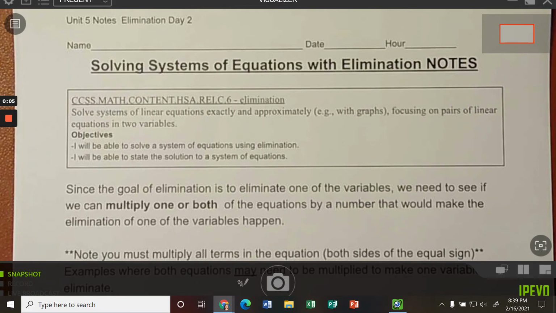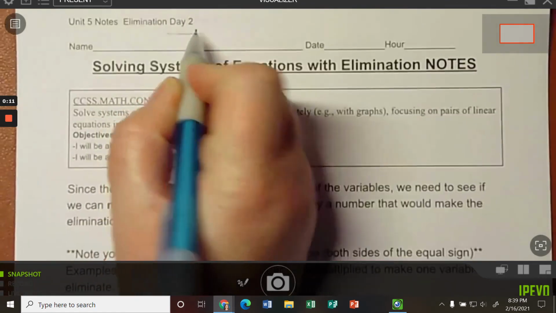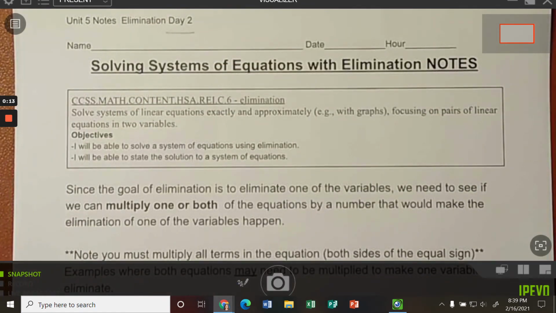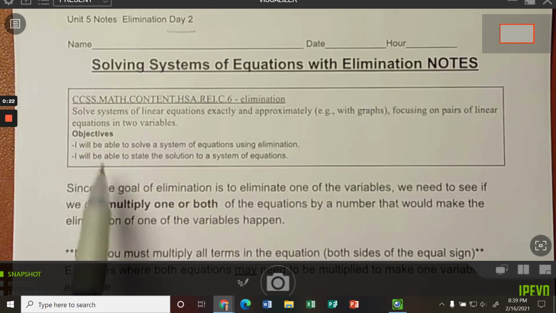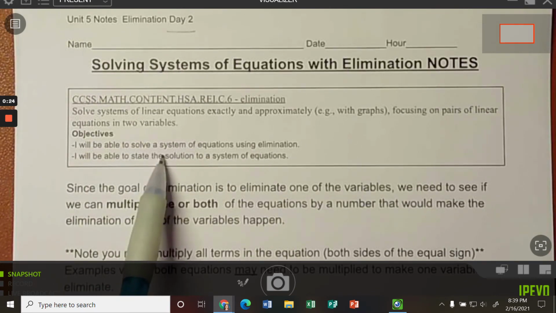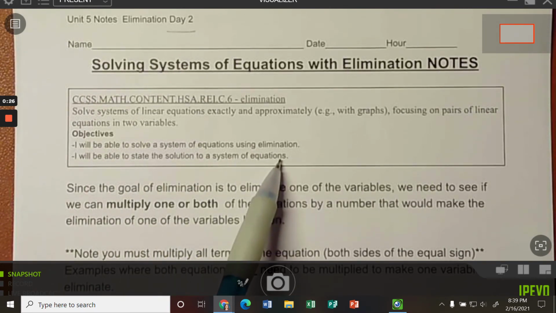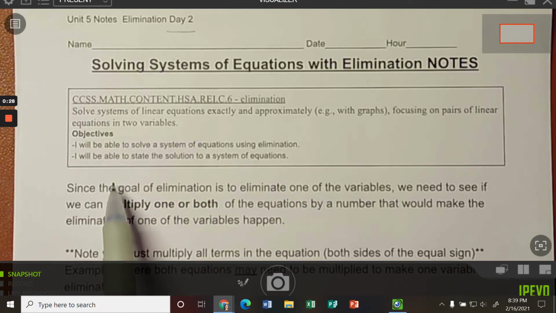Hello, algebra students. Today we are looking at solving systems of equations with elimination notes, day 2. So today we are looking at slightly more complex problems of solving systems of linear equations. Today's learning target is that we will be able to solve a system of equations using elimination, and that we will be able to state the solution to a system of equations.